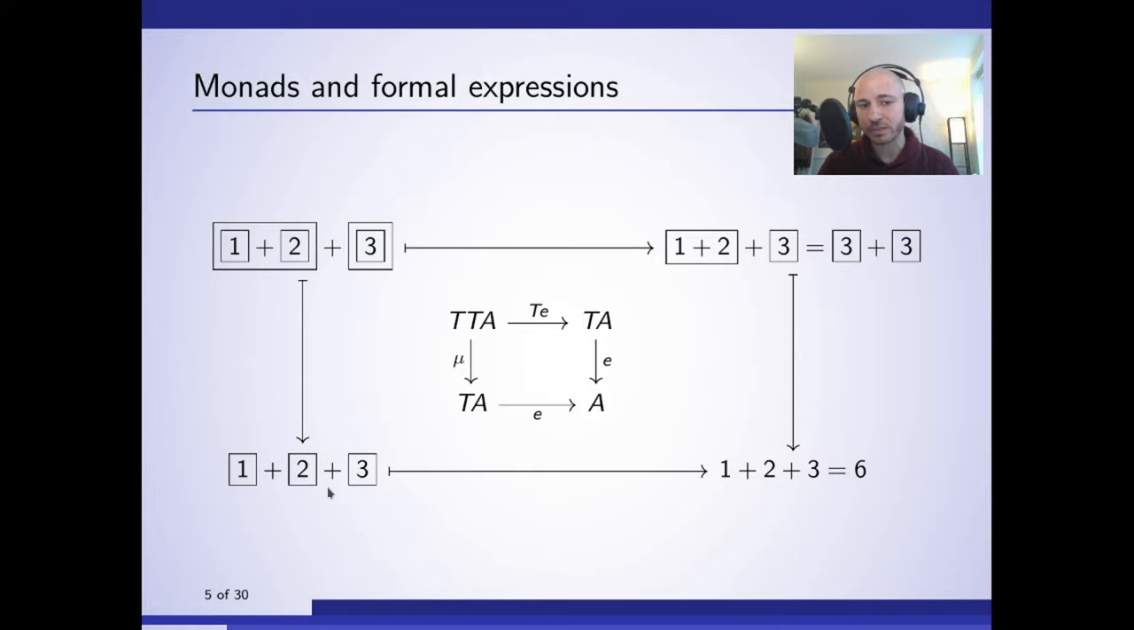So if you want, this tells us that TTA really can be interpreted as nested formal expressions. So denesting and evaluating is the same as evaluating inside and then evaluating the remaining thing. Or, simplifying the expression and then evaluating it is the same as evaluating first inside and then in total. So this is like a packed version of these double sums, and evaluating it is the same as doing this twice. All right?